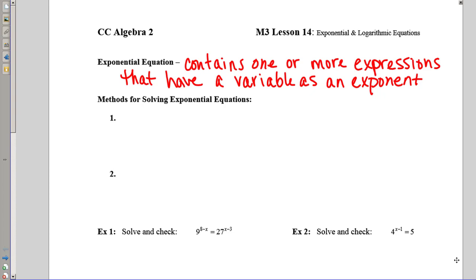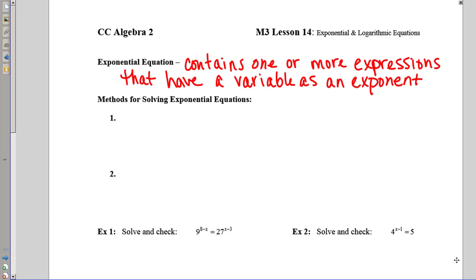Just a reminder, an exponential equation contains one or more expressions that have a variable as an exponent. So if you look down to example 1, you can see 9 raised to the power 8 minus x equals 27 raised to the power x minus 3. That would be an equation that contains a variable as an exponent. Okay, and there's two ways to solve them in general.